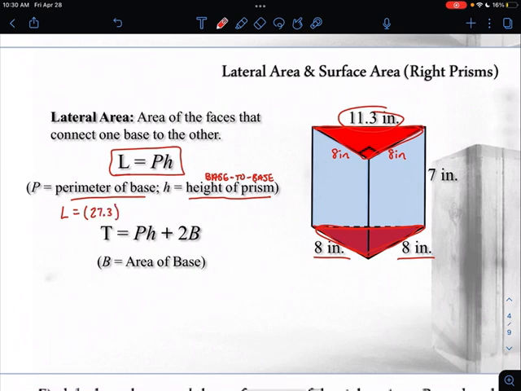And then I multiply by the height of the prism from base to base. So from triangle to triangle over here gives me the height of my prism. So that's going to be my H. So I take that 27.3 times the 7, I get 191.1 square inches. So that first step, that lateral area: identify the base, add up all the sides, find that perimeter, and then multiply by the height of the prism from one base to the other.